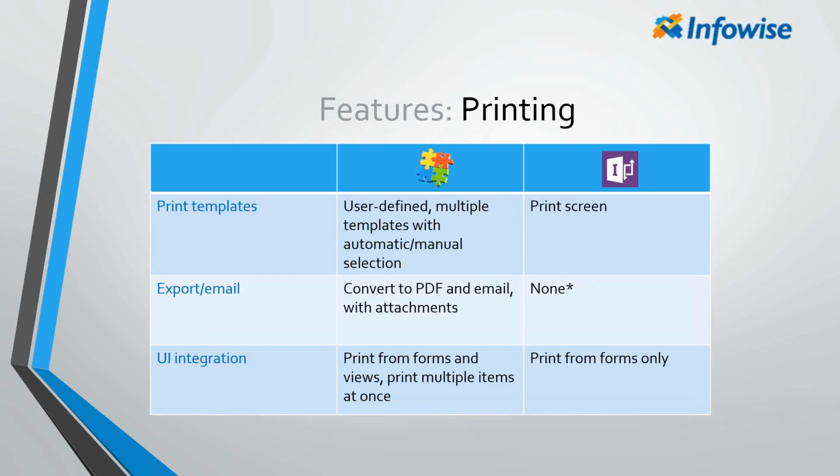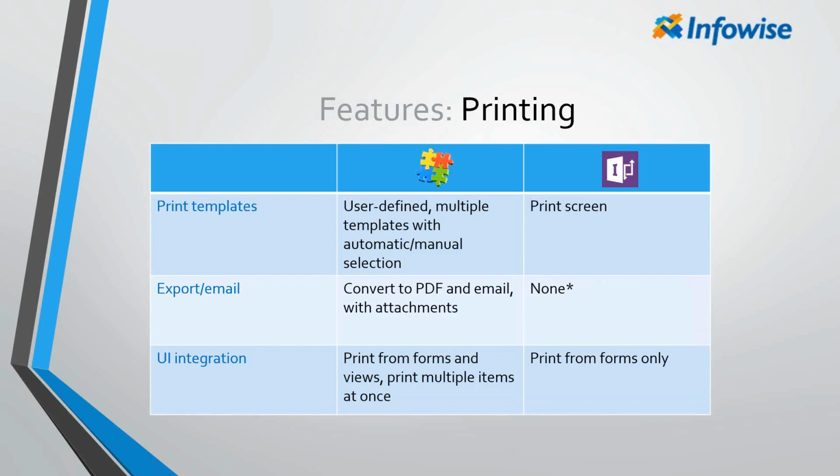So the printout can look completely different from what you see on your screen, from the list item that you see. If it's an invoice or if it's a purchase order, it can look the way you want it. You can even do it in free text format as well. Exporting that printout, in our case, you can convert it to PDF and email it with attachments. You can even automate the whole process.